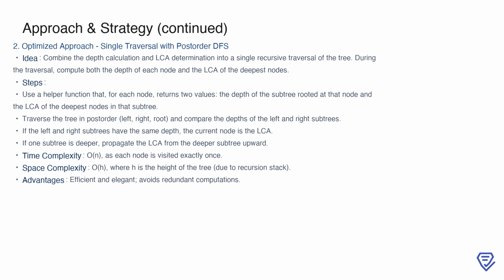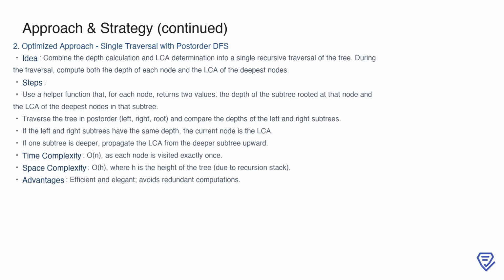By comparing the depths of the left and right subtrees during the traversal, we can decide the LCA at each step. If the depths are the same, the current node becomes the LCA. If one side is deeper, the LCA is propagated from the deeper subtree. This method is highly efficient, with a time complexity of O(n), since each node is visited only once, and a space complexity of O(h), where h is the height of the tree.